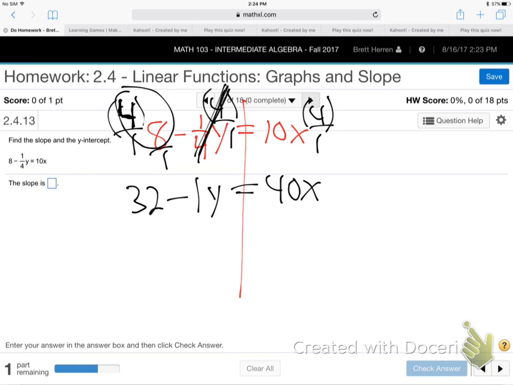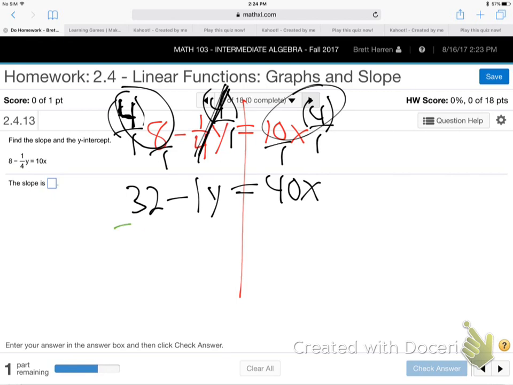Everybody seeing why that happens? And the 10 and the 4 are both in the top, so they multiply, right? Okay, so we got rid of the fractions, that's good. So now y is saying I want to be alone. So what's the next step?